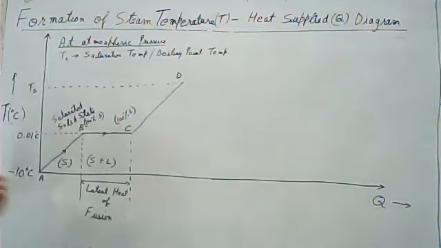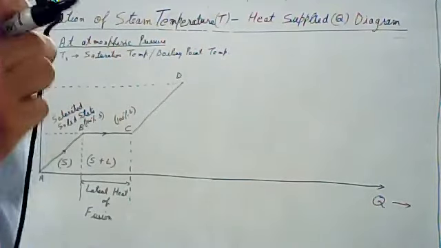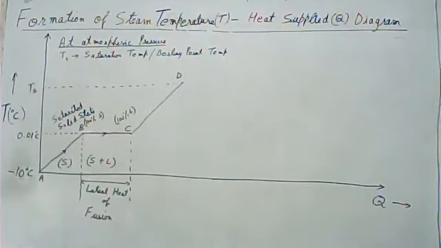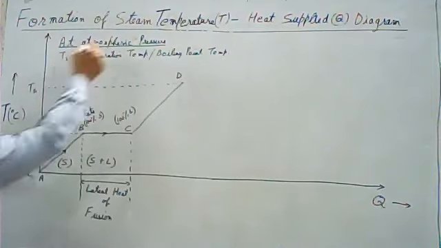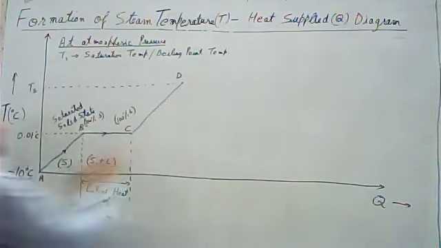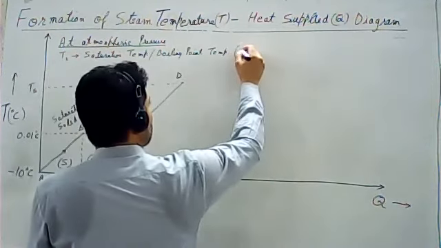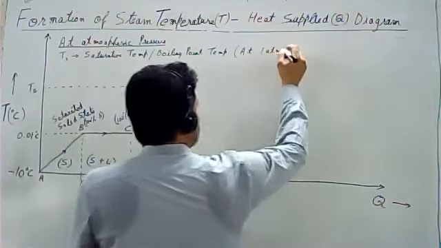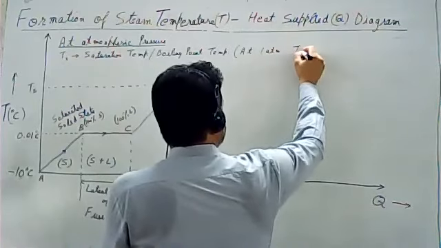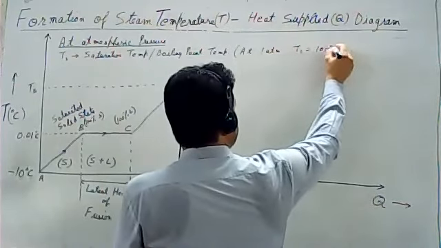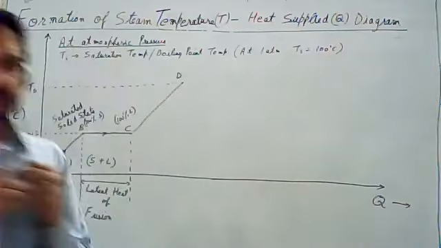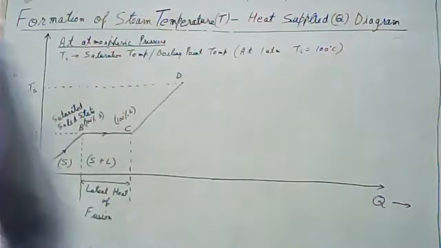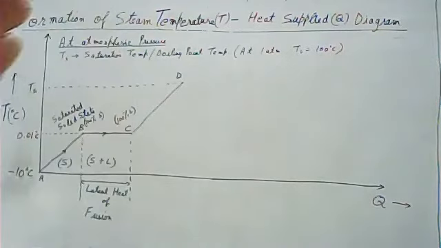So Ts is your saturation temperature, or the boiling point temperature. It means the temperature at which the liquid starts to boil. That is denoted by Ts. Now at 1 atmospheric pressure, the Ts value is equal to 100 degrees centigrade. So at 1 atmospheric pressure, the value of saturation temperature is 100 degrees centigrade.